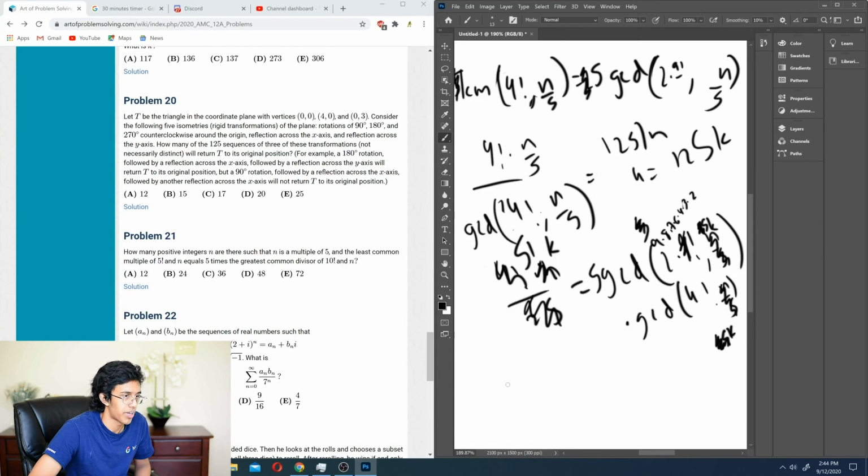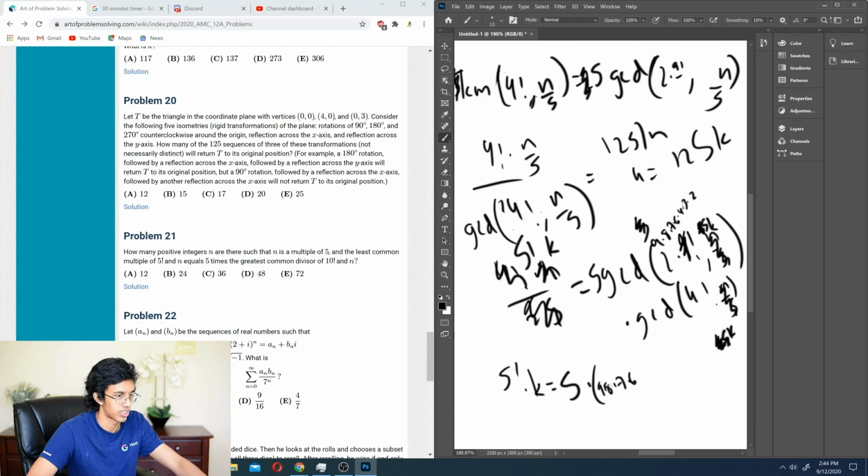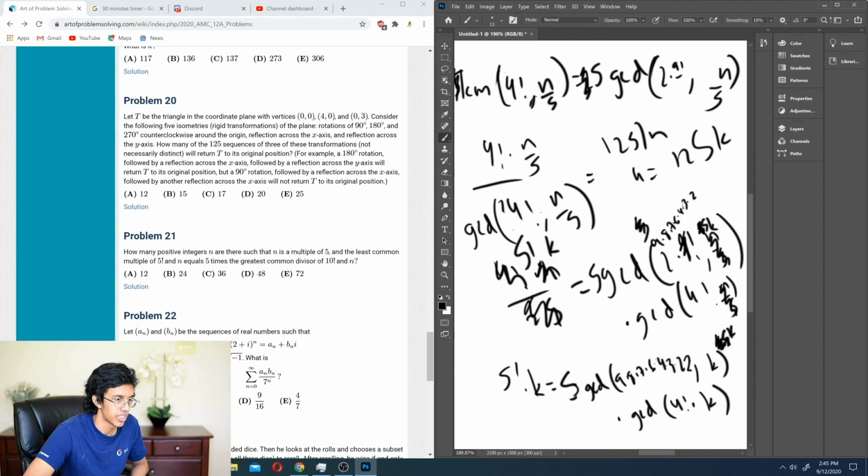Okay, so essentially what we have now is we have 5 factorial k is equal to 5 times 9 times 8 times 7 times 6 times... Oh, that's not what we're doing. Hold up. 5 times GCD of 9 times 8 times 7 times 6 times 4 times 3 times 2 times 2 comma 5k. And then the 5 doesn't matter anymore, so that goes out. And times the GCD of 4 factorial times k. But we know that there's literally a 4 factorial right hidden in here, right? So it'll basically just be this squared, right? And then we can get rid of this.